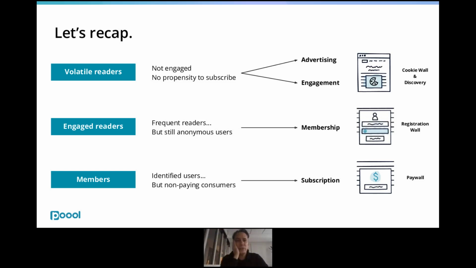Now, what about the engaged readers? They are frequent, which is great, and they generate more page views, back to the old currency, but they're still anonymous. Make them become members, and you can use a registration wall to do that. And about members, of course, they are identified, but they are non-paying consumers. Leverage these folks to sell them subscription or donation or other types of services they can get access to. For this, you need a paywall.